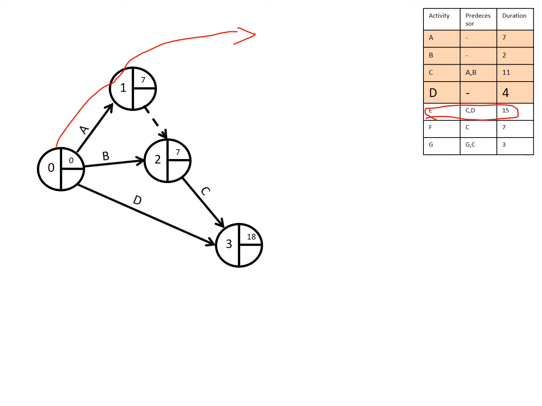When we go to the next activity, we'll find that we have D, and D starts from the initial event, which is event 0, and the reason why I've combined it with C is, if you look slightly ahead, you'll see that E is a combination of both C and D.